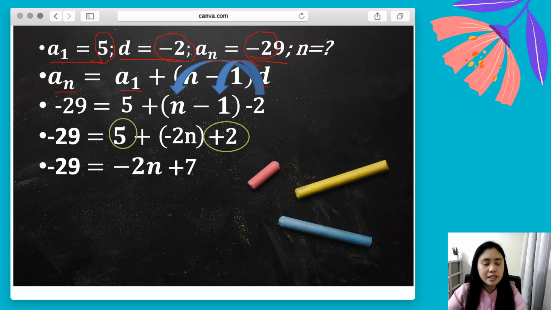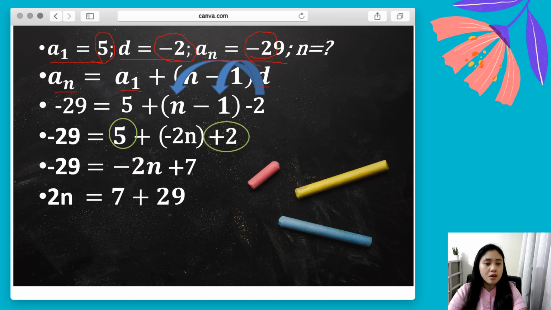Next, applying the addition property of equation, we can add positive 2n on both sides of the equation and positive 29 on both sides of the equation. From there, we'll have 2n is equal to 7 plus 29.